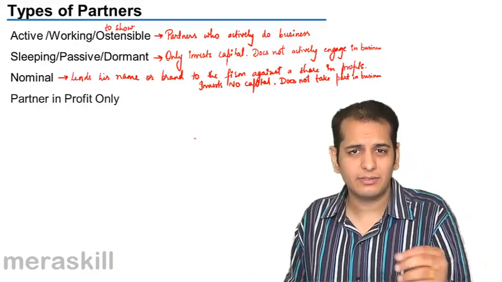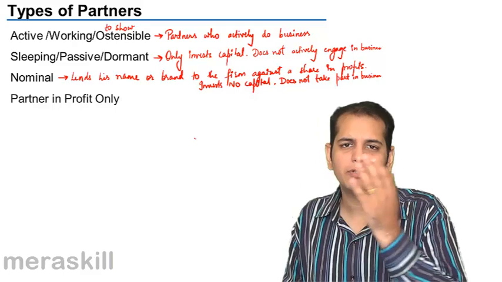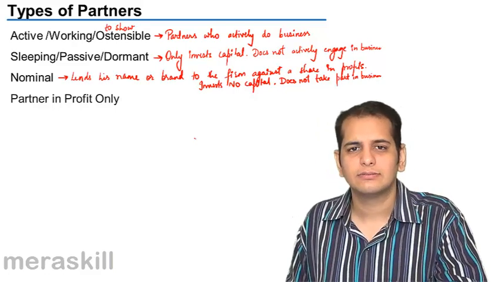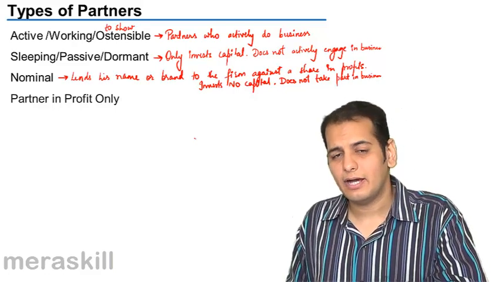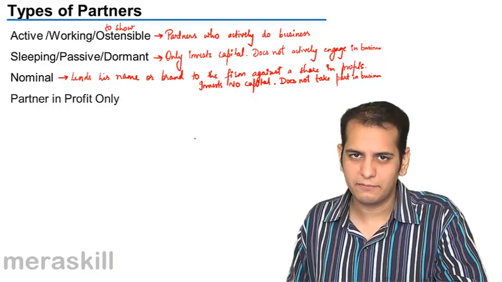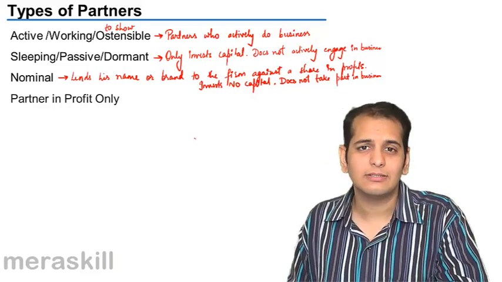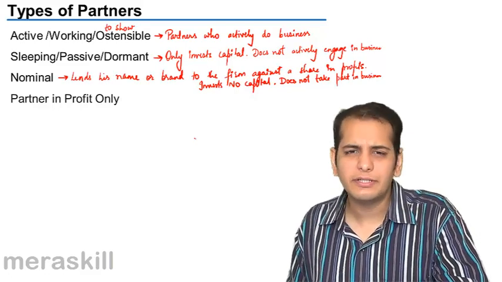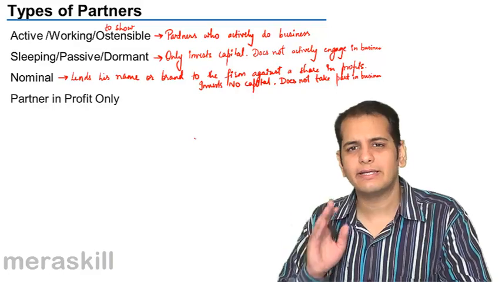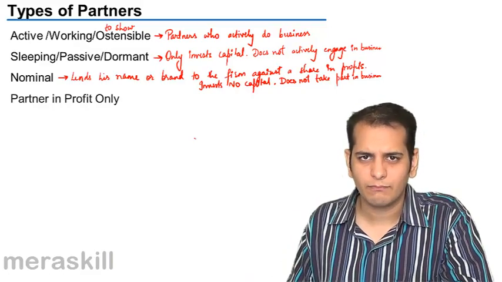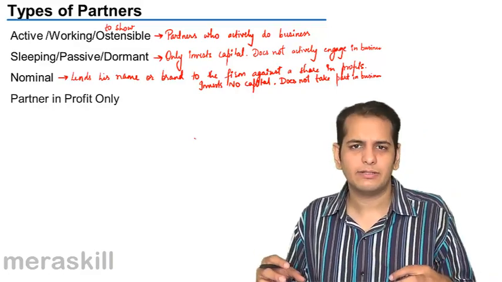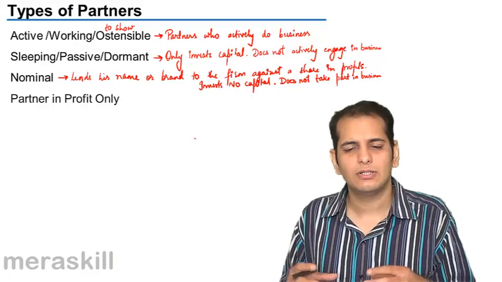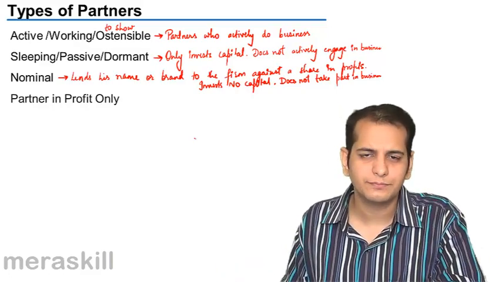So let's say there are three partners, each with a capital of 1 lakh, and they agree to share the profits equally. So after a year, if the firm has a profit of 30,000, each of them will take 10,000 rupees. So everybody will get an equal share. 30,000 by 3 is 10,000. So 10,000 to each partner.